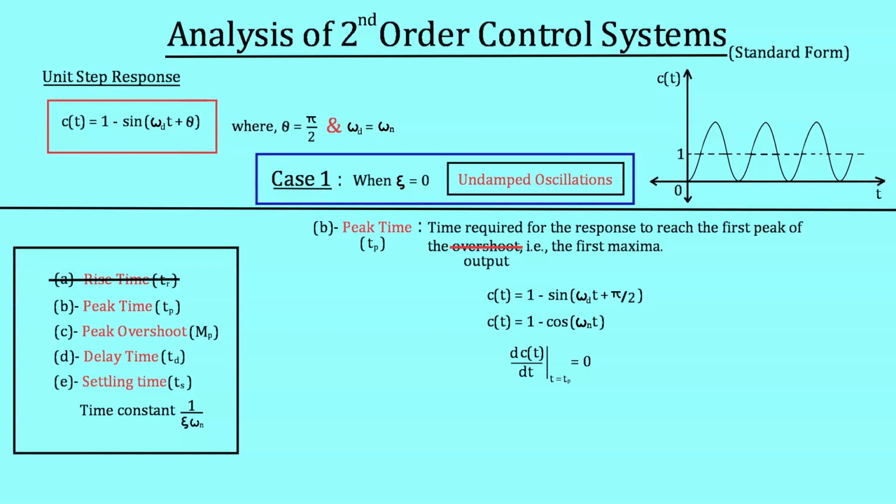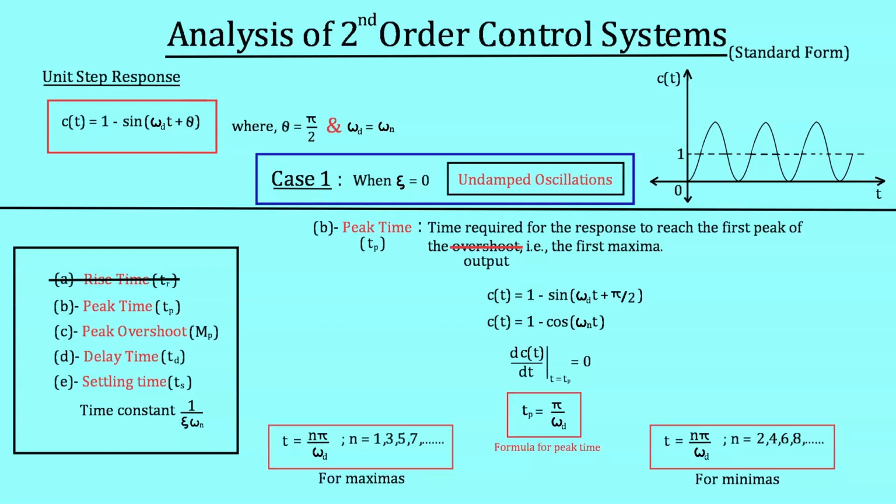By following the same procedure as we have done for the underdamped case, we will get the formula for peak time to be equal to pi divided by damped frequency or natural frequency, as both are the same in this case. Similarly, for different time instants at which there is a maxima, the time is equal to n pi divided by damped frequency, where n is an odd natural number, whereas for minima, n should be an even natural number.